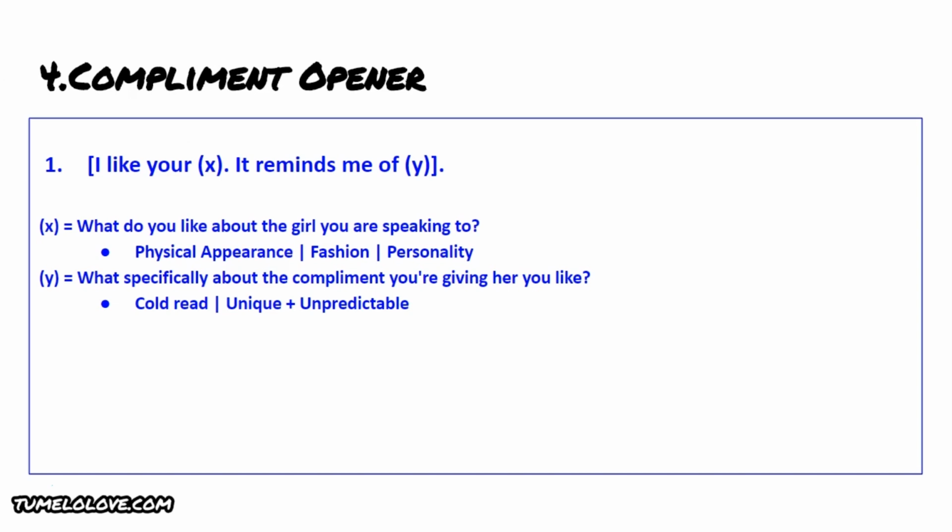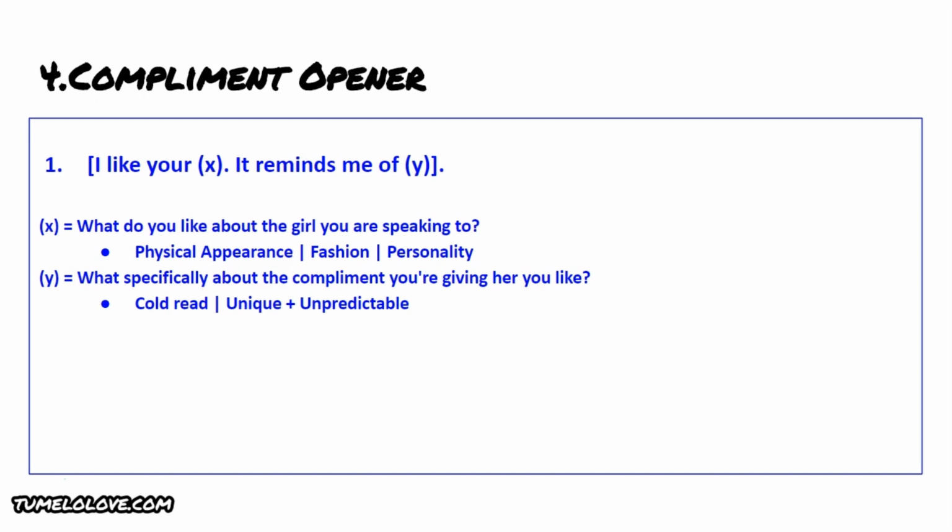So this is where the Y part comes into play. You tell her, and it can be anything, what about the compliment that you're giving her do you like about her? Again, it could be a cold read. It can be anything unique, anything unpredictable. The more unique, the more unpredictable, the more it's gonna spike her interest into the compliment.